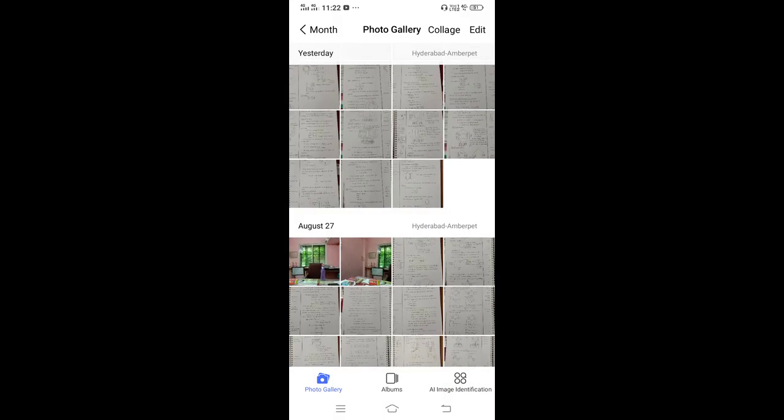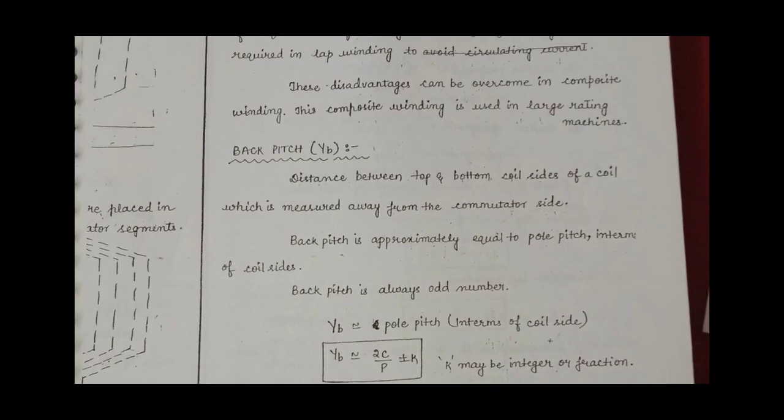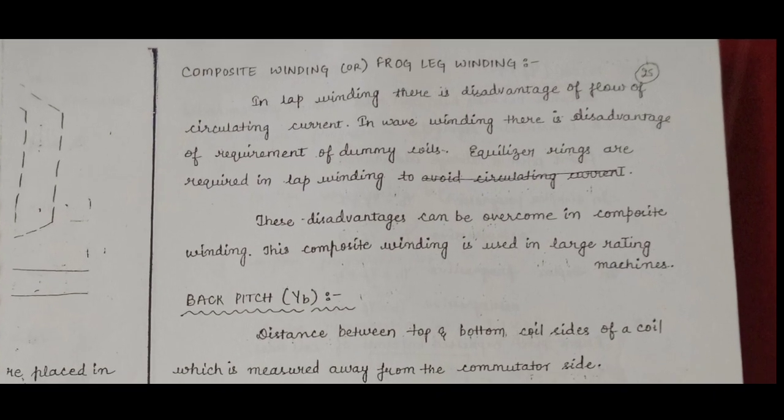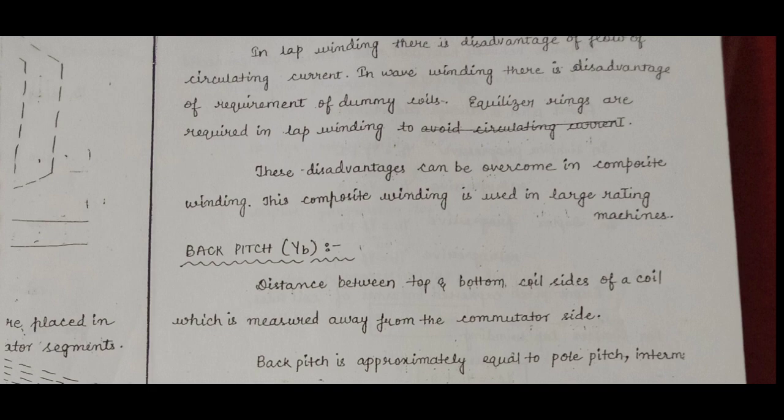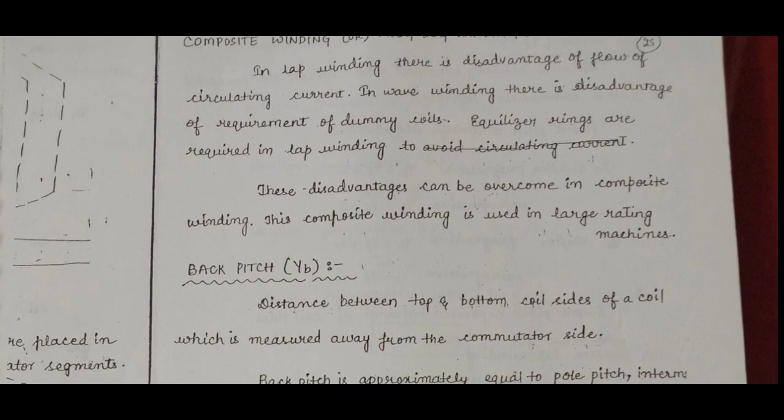Composite winding or frog leg winding. In a lap winding, there is a disadvantage of flow of circulating current. In a wave winding, there is a disadvantage of requirement of dummy coils. Equalizer rings are required in a lap winding. This disadvantage can be overcome in a composite winding.